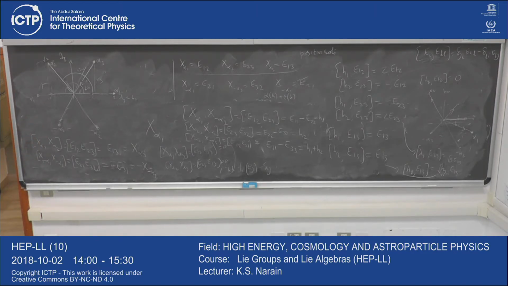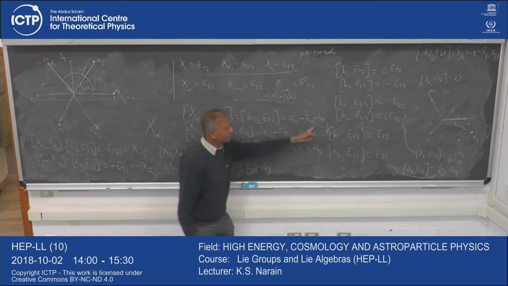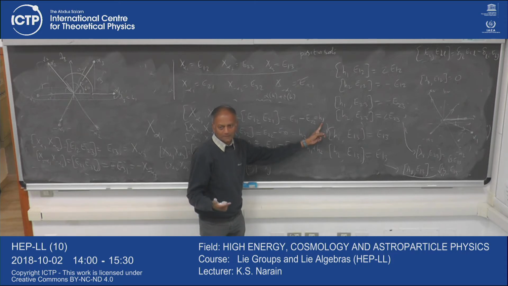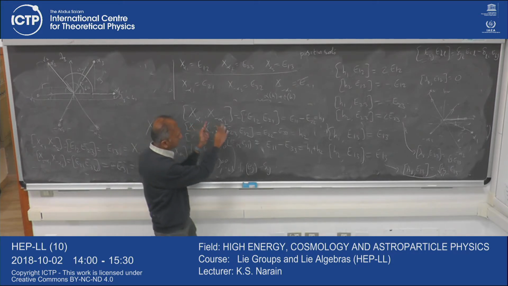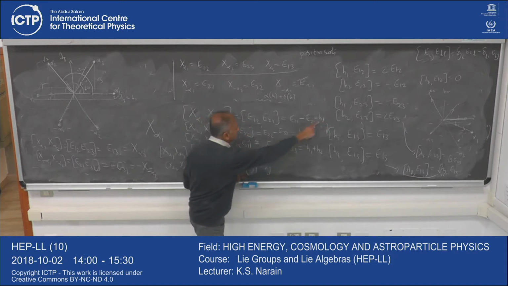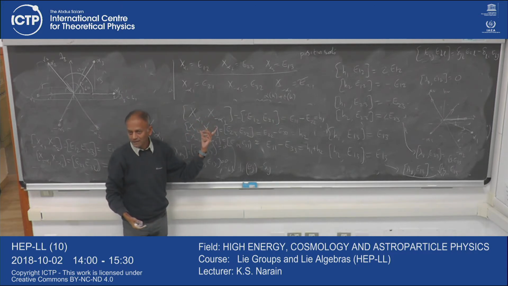Okay, so now let's again look back at this picture. Let's focus on this guy. We have x alpha 1, x minus alpha 1, and H1 together forming an SU2 subalgebra. Because x alpha 1 with x minus alpha 1 gives you H1, and H1 with x alpha 1 gives you back x alpha 1, and H1 with x minus alpha 1 gives you again back x minus alpha 1, because these are eigenstates. Okay, so this forms an SU2 subalgebra.